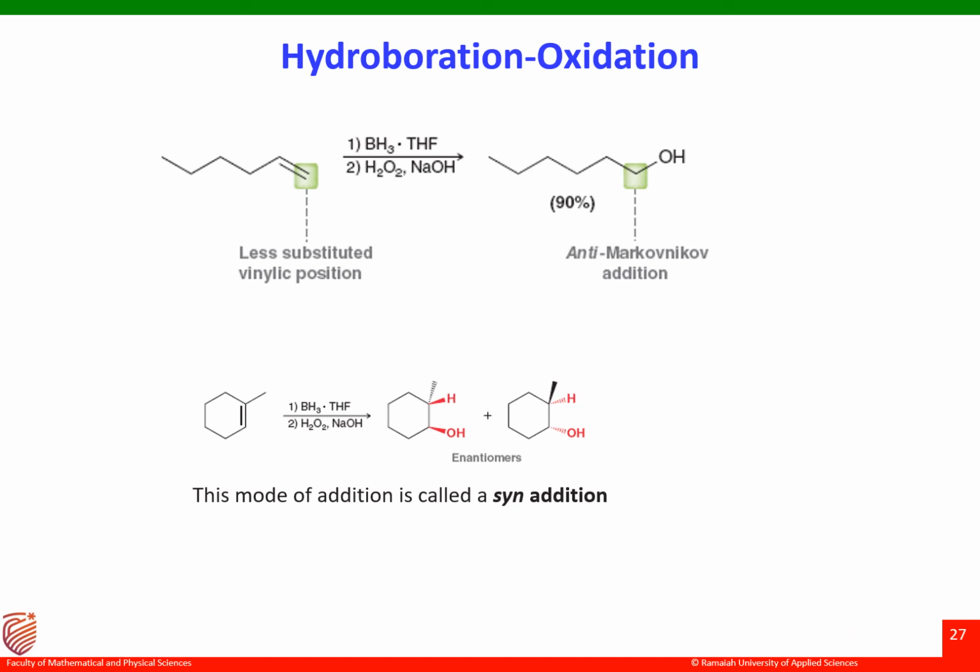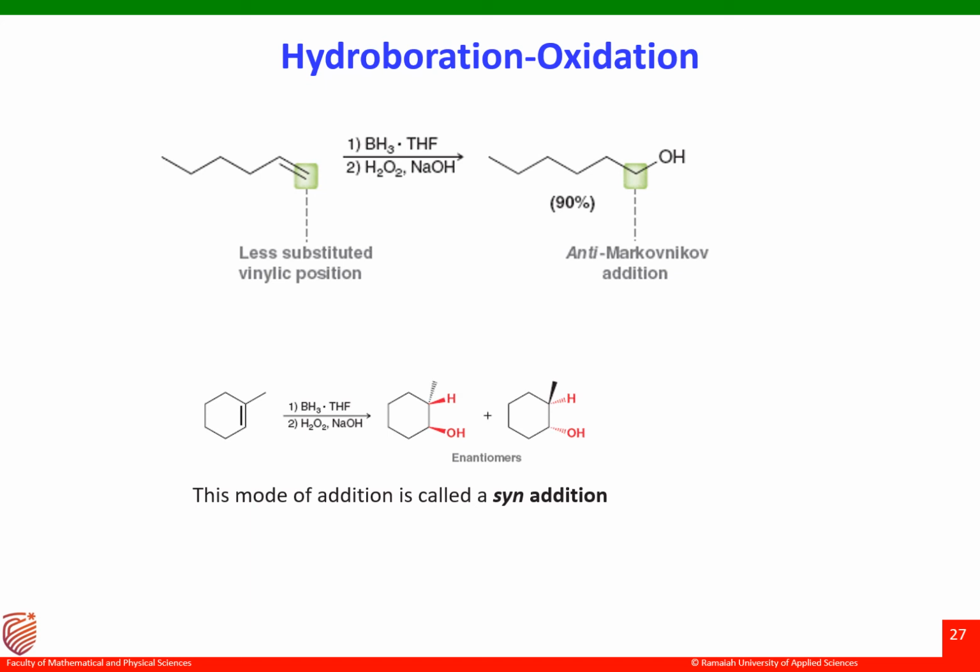Then let us see the next example, hydroboration. The process is called hydroboration because I am adding hydrogen with the help of boron, followed by oxidation. So simultaneously I am doing an oxidation also here, right. So now this does not obey Markovnikov rule, therefore it is an anti-Markovnikov addition.